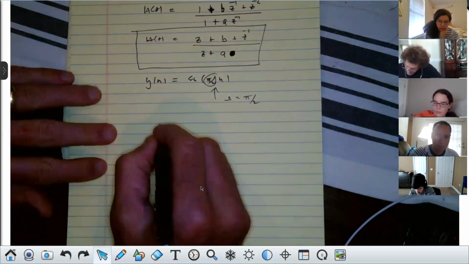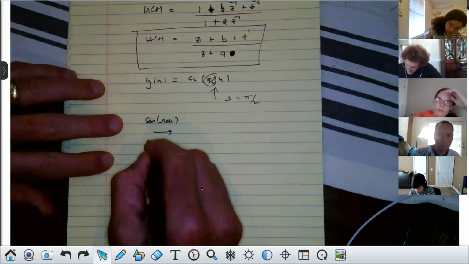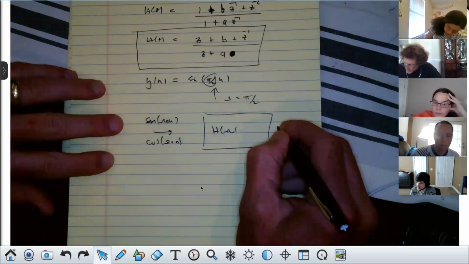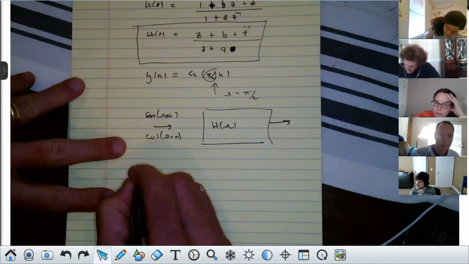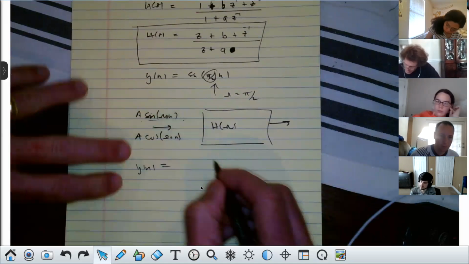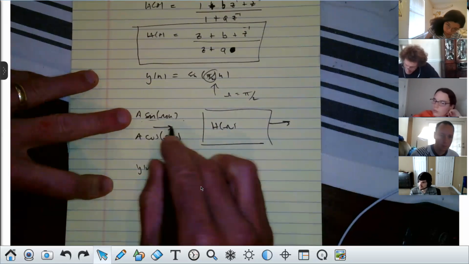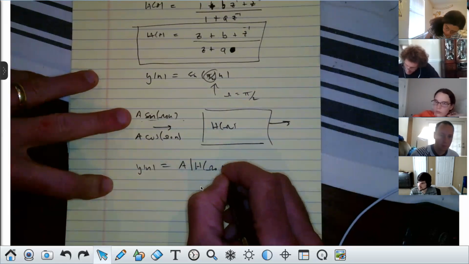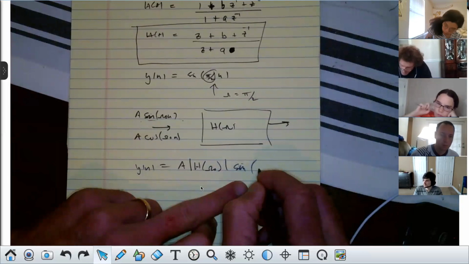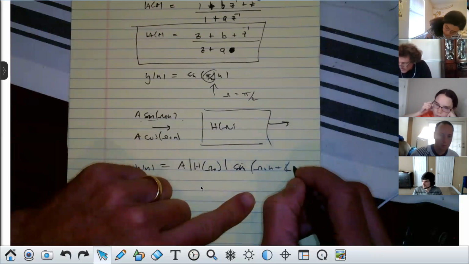Remember, if you have anything at a constant frequency, either a sine of omega naught n or a cosine of omega naught n, and you put it into a filter, and the filter has some h of omega, your output in the time domain, and I've put this down before, y of n will be equal to the input signal times its magnitude. If you want to put an a there, you can. Then it would be the magnitude of the filter at omega naught. Then it's going to be either a sine or cosine. I'll take the sine in this case. The sine of omega naught n plus, there's no angle there, just the phase angle of the filter. Agreed?